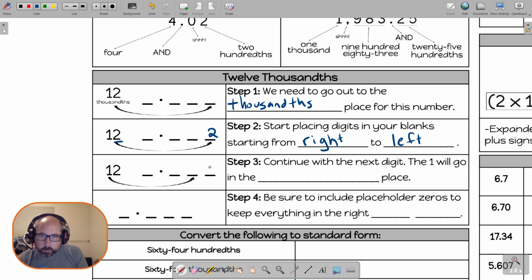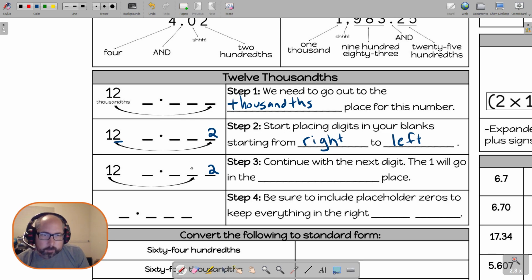Okay, step 3. Before I do that, I'm going to put that 2 down I already put. Step 3, continue with the next digit. The 1 will go in the what place value? Well, could I sneak it in here? No, we cannot ever have 2 digits in a single place value. It's not allowed. You will get arrested by the math police.